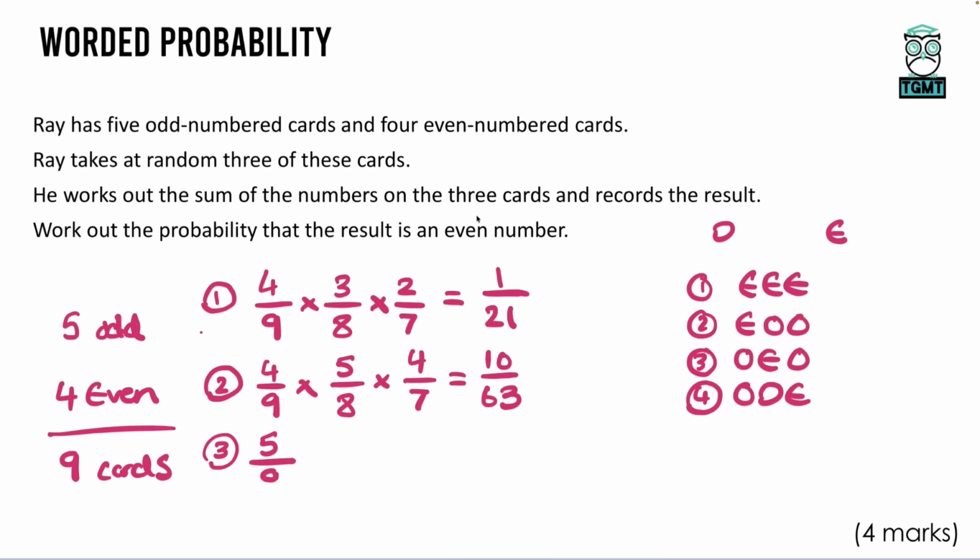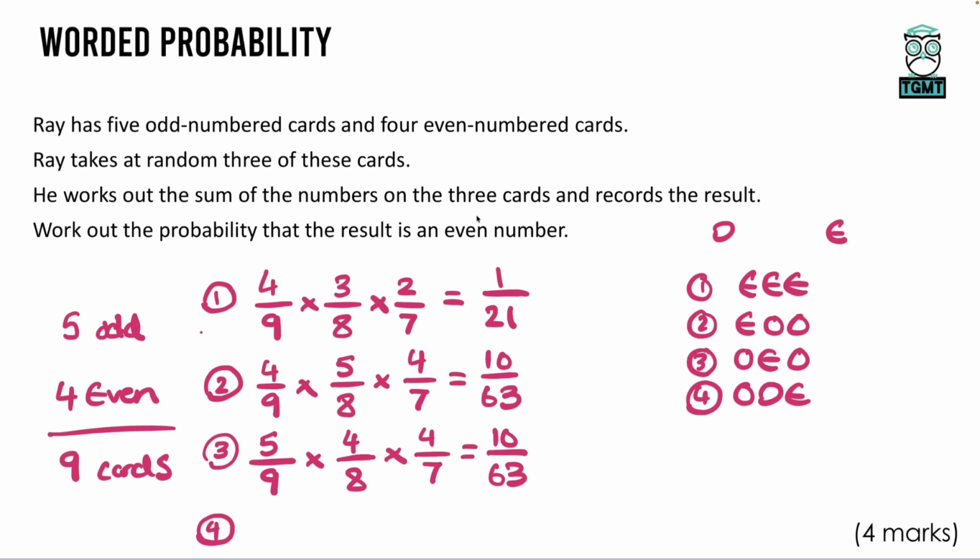Option number 3, odd, even, odd. There are 5 odds. So 5 over 9 times even, 4 over 8. One of the odds has gone for this final pick, so 4 over 7. And have a look, see if these match any of the others. The one above, look, we've got 5, 4, 4. That was 4, 5, 4. So we're going to get the same answer. So we get 10 over 63. That'll save me typing it all back in again. And we can go on to the last one.